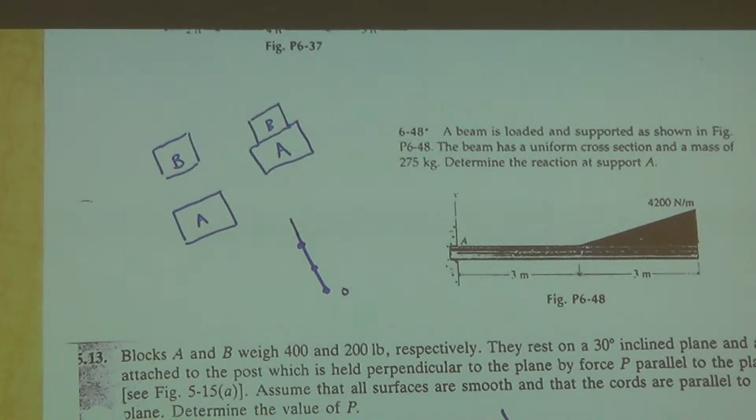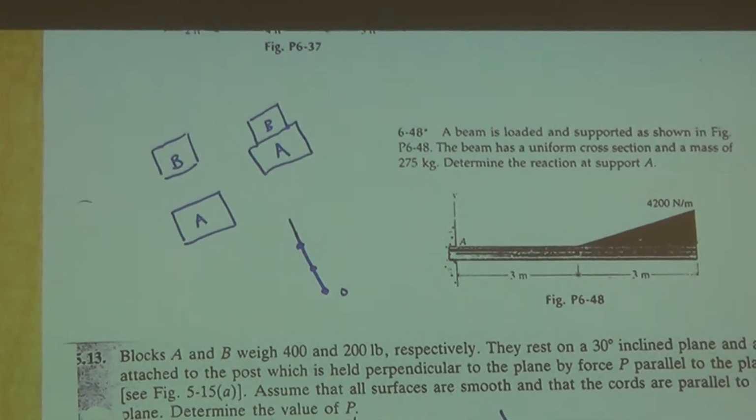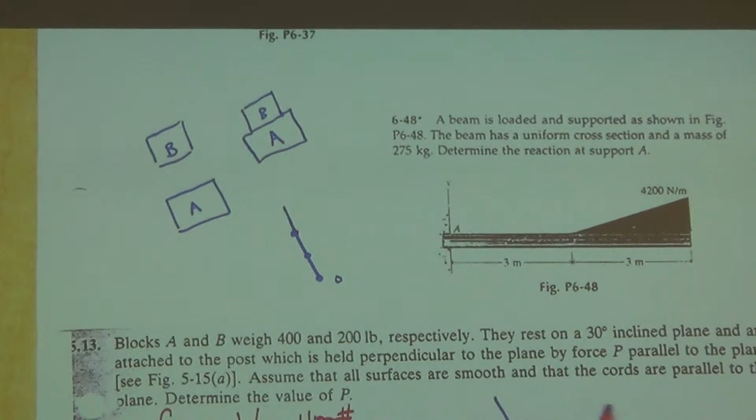So how do you want to represent the weight of block A? How about weight W sub A? 400 pounds. Weight of B equals 200 pounds. They rest on a 30-degree inclined plane and are attached to the post, which is held perpendicular to the plane by force P, parallel to the plane. Assuming all surfaces are smooth and that the cords are parallel to the plane, determine the value of P.